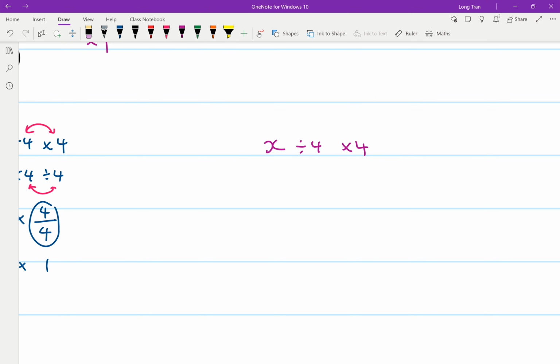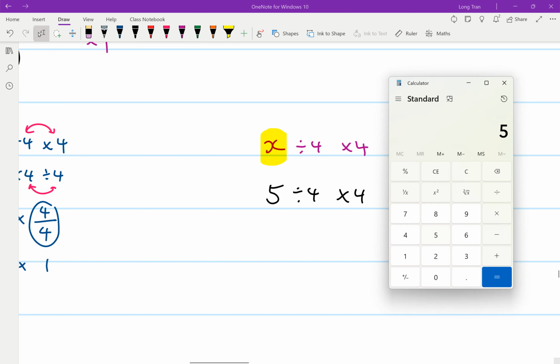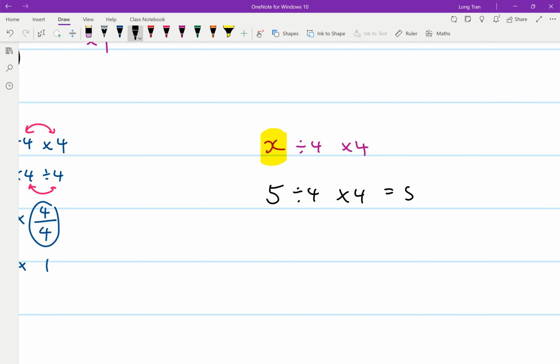The reason why it's confusing is because there's the x, right? Well, what if I didn't give you x? What if I gave you 5? 5 divide 4 and then times 4. Let's see what happens if I put on my calculator. Here we go. 5 divide 4 and then times 4. Let's see what it equals to. Hey, equals 5. Can you see a pattern here? I'm going to show you a pattern. So this is 5. This is 5.